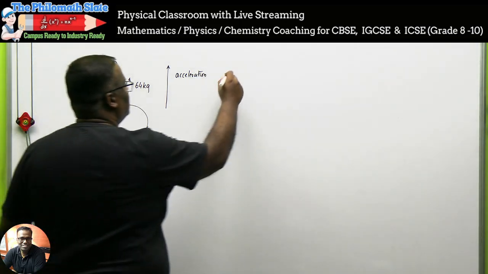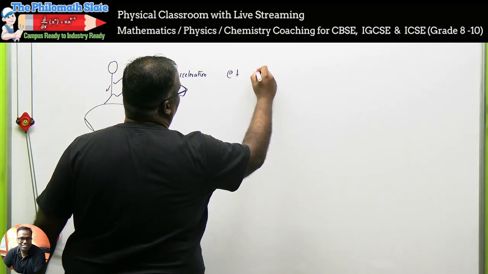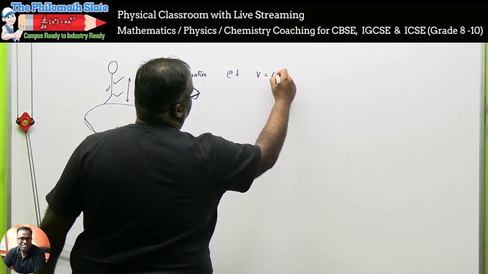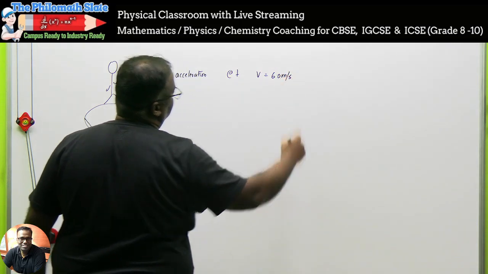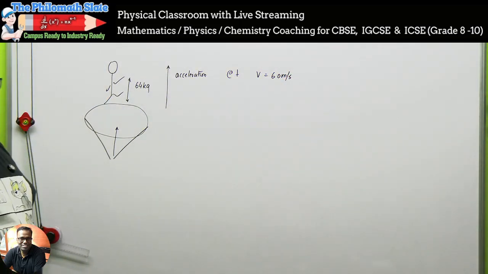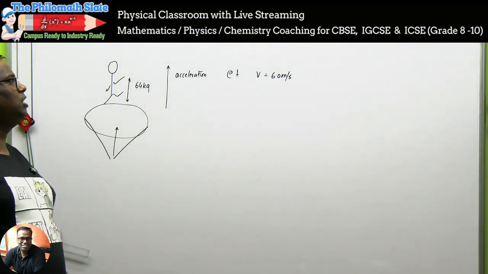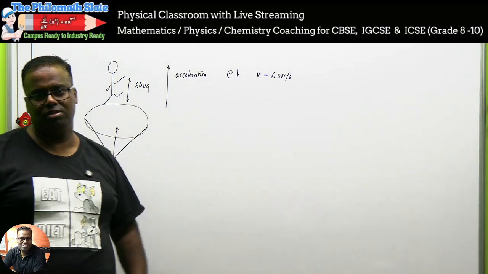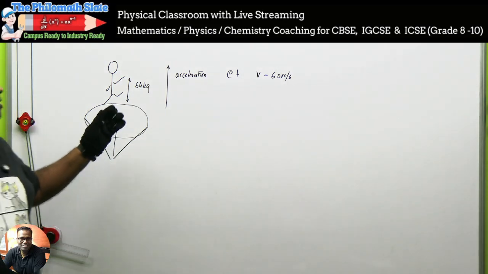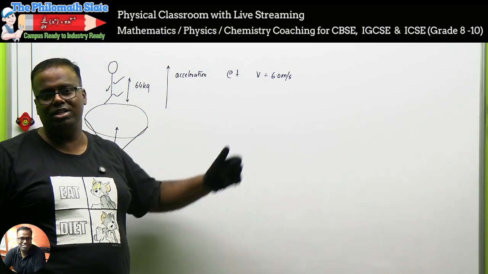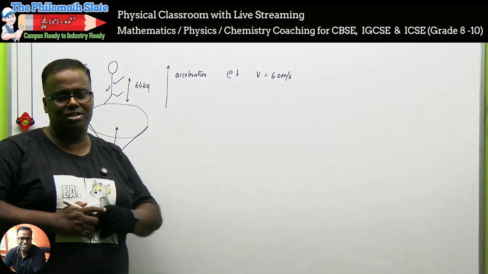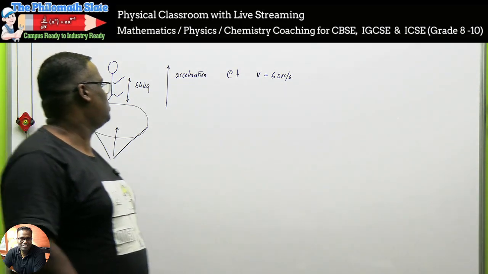At time t, the upward velocity is 6.0 meters per second. She loses contact with the surface. Calculate her energy at time t. What is it? Half mv squared. She is in motion, so all her energy is kinetic energy. Do it and see the answer: half mv squared.